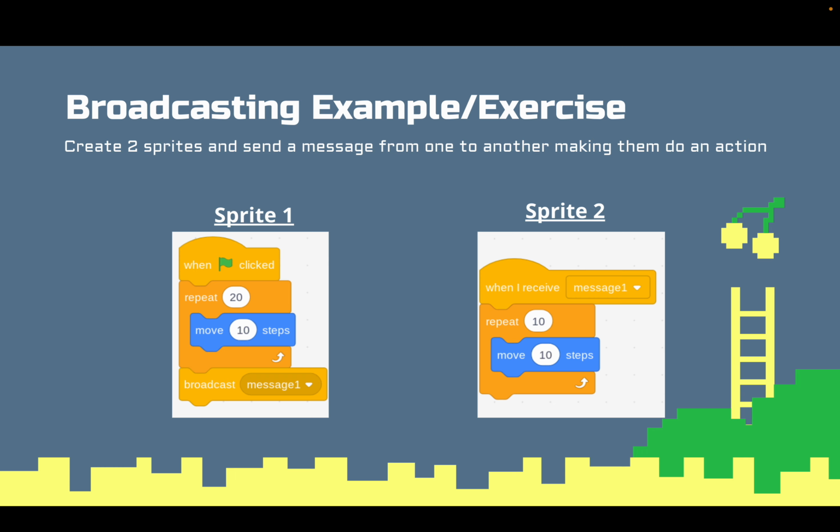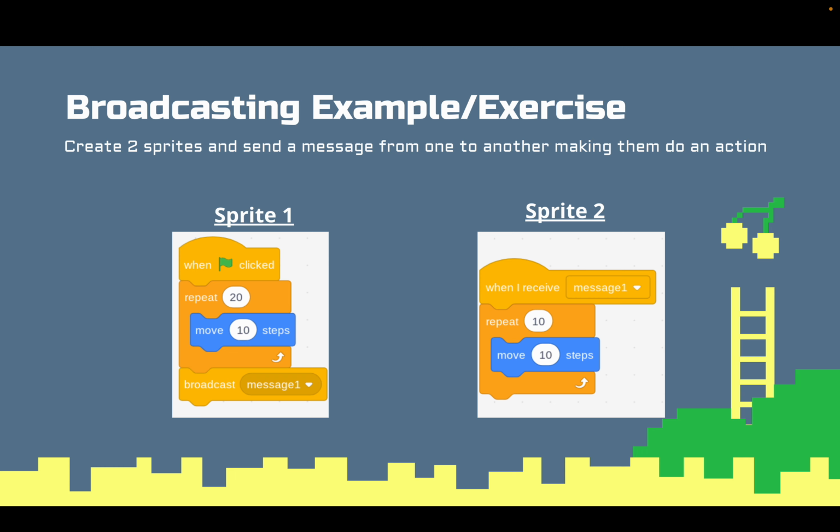Okay, so this is the answer. It's not going to be your answer, or it might be, but this is just an answer. It's not the answer. There are infinite amounts of answers. What you're going to have first is sprite 1 having a when green flag clicked to start the program. And then it's going to have an action. In this case, it's repeat 20 times to move 10 steps. And then we're going to broadcast our message 1, our first message.